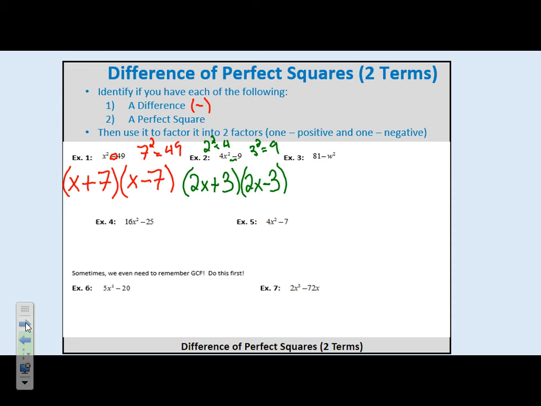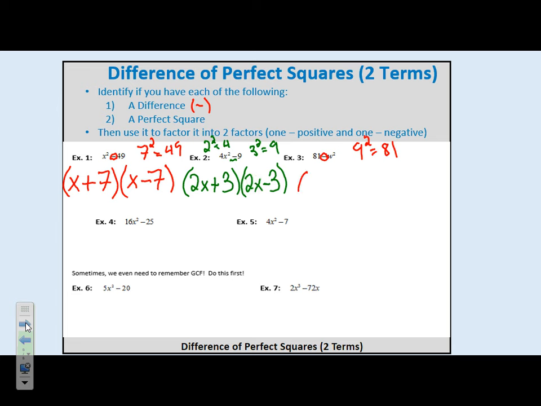Moving on to our next one, example number 3. I have 81 minus w squared. So first thing, I have subtraction. That's important. 9 squared equals 81. So we have a perfect square.